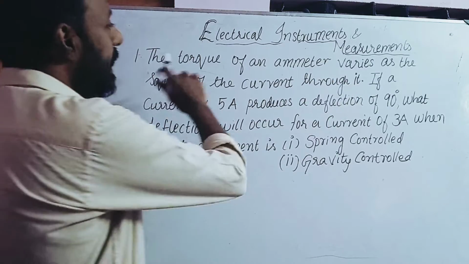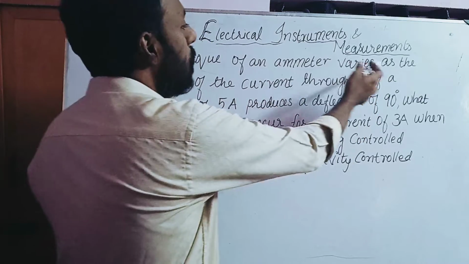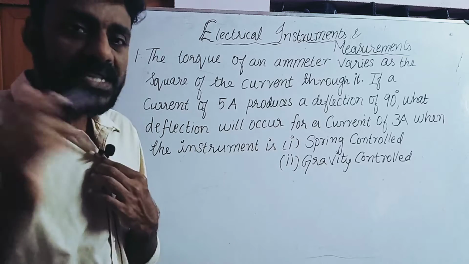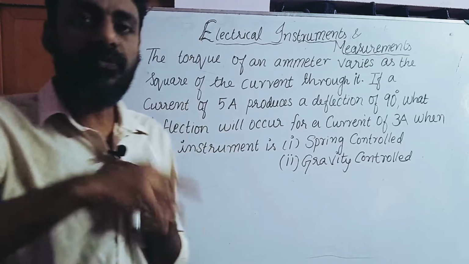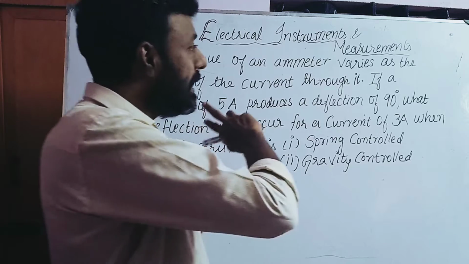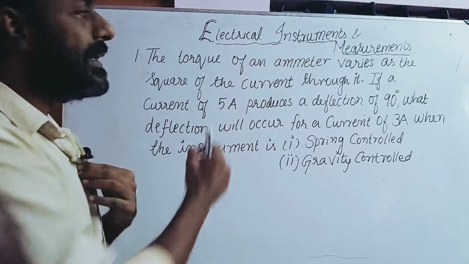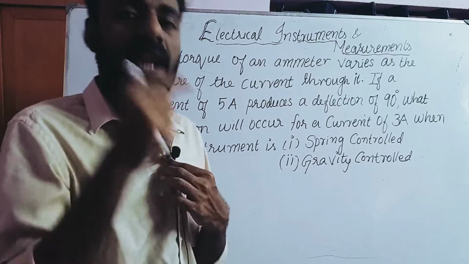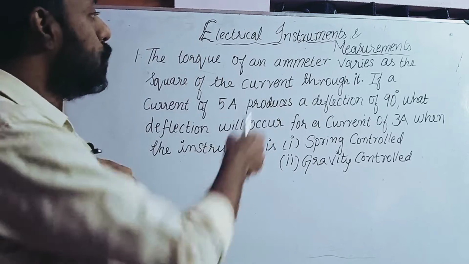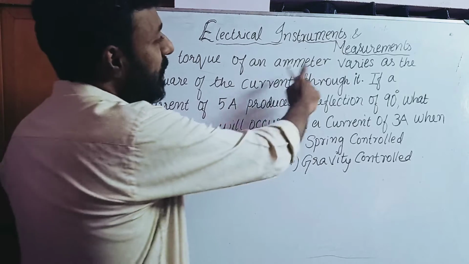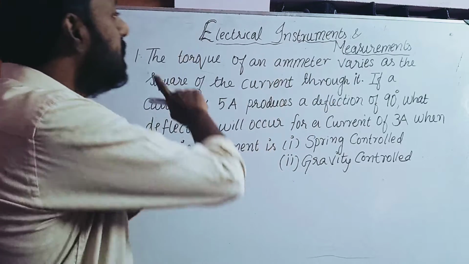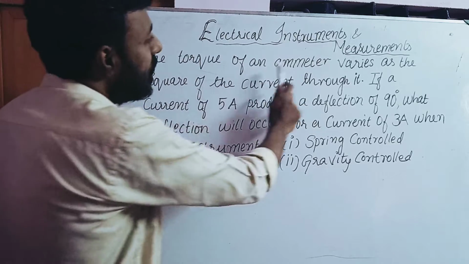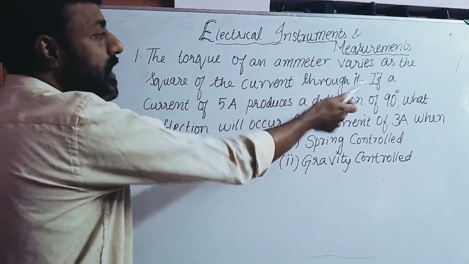The entire problem depends on this condition. When a current passes through an ammeter, there will be deflection of the needle. When the needle gets deflected, we get a deflecting torque. The deflecting torque is produced in the needle of the ammeter when current is passed into the instrument. So when a current is passed, torque is created in the ammeter needle. The torque of an ammeter varies as the square of the current through it.